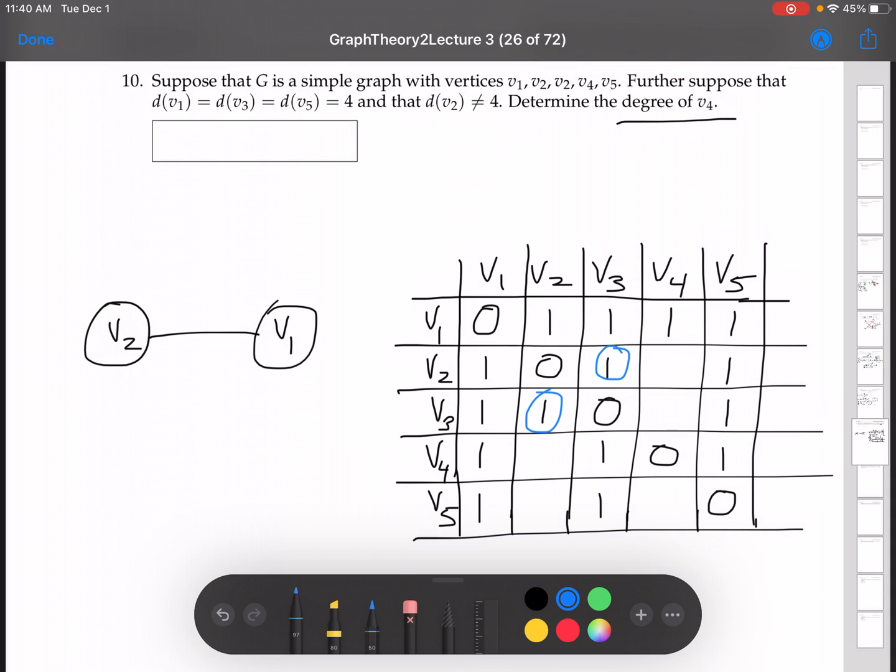It's the same idea. So 4, 3, 3, 4. That looks good. So 4, 3, we have to have a 1 at 3, 4. So we have a 1 there. 5, 3, 3, 5. We already have that one.